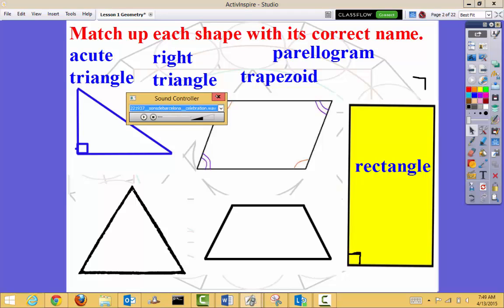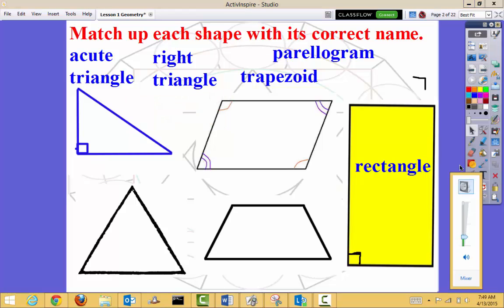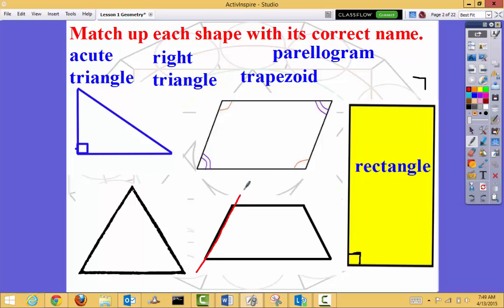Alright, let's look at our next one. Our next one that I want to look at is, what is a trapezoid? Well, a trapezoid is like a rectangle. It has four sides, but two of its sides aren't parallel. That means if we extend the sides, they're going to intersect at some point. So look at this right here. If I extend these two lines forever and ever, they're going to intersect at this spot right here. So that means they're not parallel. This shape is a trapezoid.